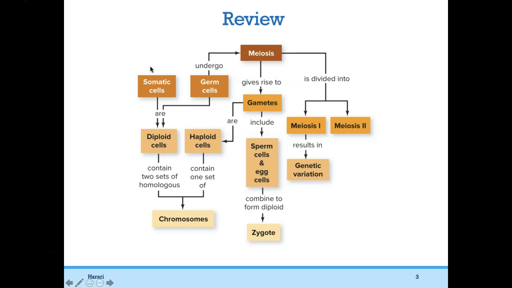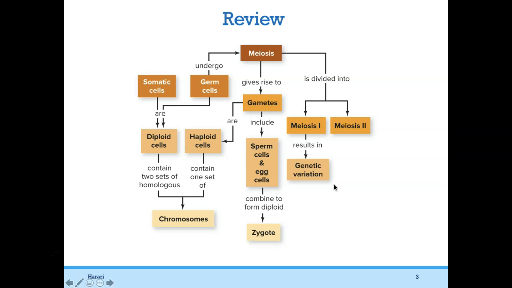We said that somatic cells are diploid. They have two sets of homologous chromosomes, where haploid cells, like gametes, only have one set of chromosomes. And gametes that include sperm cells and egg cells combine to form a diploid zygote. So that should be the information that's clear to you before you move forward.